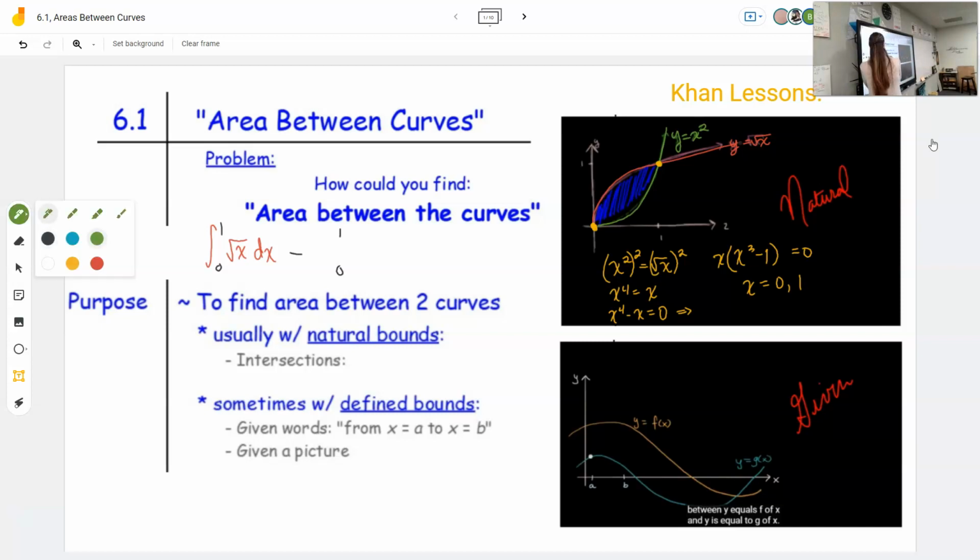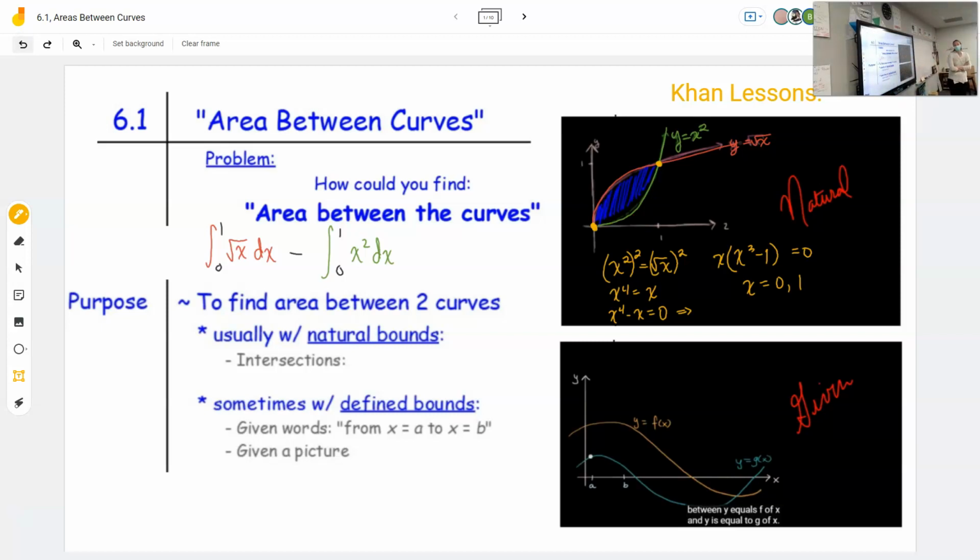What? X squared. Because if I'm talking about x squared, wouldn't I be finding the area under this curve? Right? So if I take what's under the red and if I subtract what's under the green, what am I going to get? The area between. I'm going to get the area between.